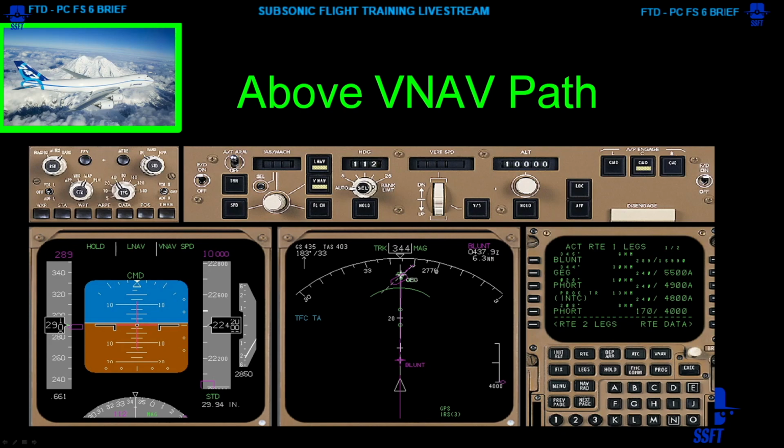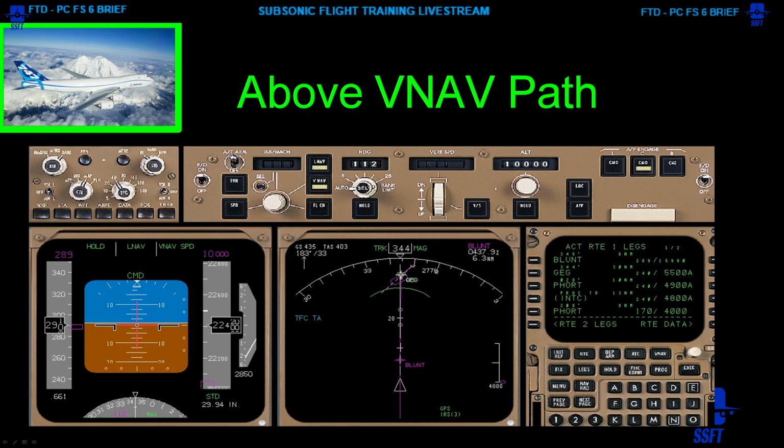This is just showing we're above the VNAV path. We showed that last time. If we put an altitude in it, maybe they put 4,000 at Fort here, crossing Fort at 4,000, that made us high on the path, and then we could increase the speed or use speed brakes or a combination of both to get down and get on the path.